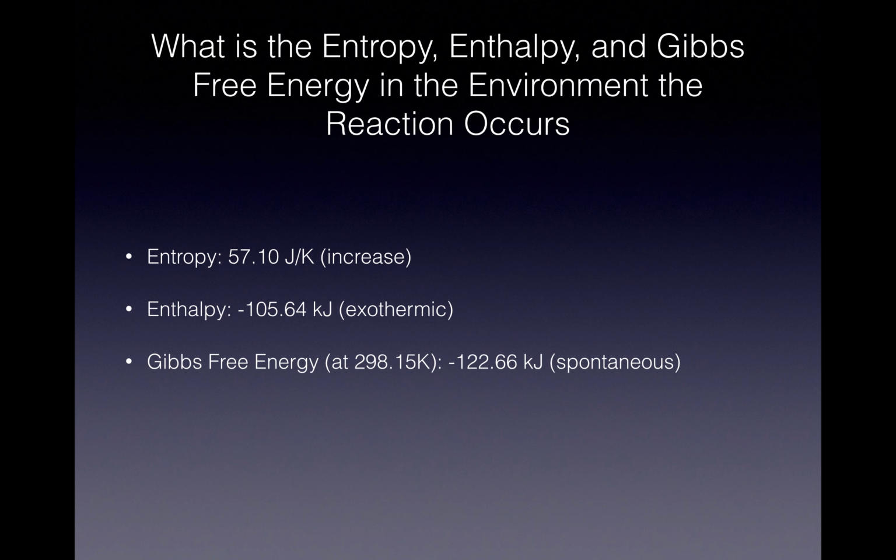To tell you the entropy, enthalpy, and Gibbs free energy in the environment the reaction occurs: firstly, the entropy change is 57.10 joule per Kelvin, which means that the entropy has increased. The enthalpy is negative 105.64 kilojoule, which shows that the reaction is exothermic. And the Gibbs free energy at 298.15 Kelvin is negative 122.66 kilojoule, which means that the reaction is spontaneous.